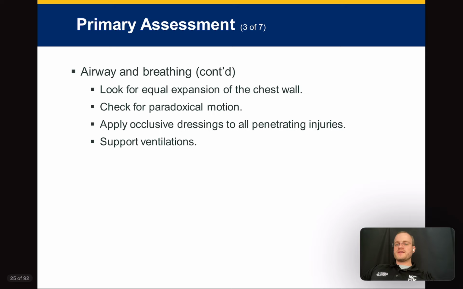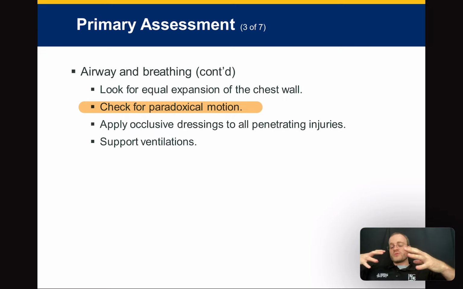Inspect for DCAP-BTLS. Look for equal expansion of the chest wall. So we should see both sides of the chest rise with inspiration and fall with exhalation, okay? And we're going to look for what's called paradoxical movement. A paradox is something moving in the opposite direction. So you might see one side up and one side down, right? That would be paradoxical. What's more common is you'll see a flail chest come in and out, and that would be paradoxical movement. But paradoxical movement is usually one side up, one side down, almost like a seesaw. And so that's paradoxical movement.